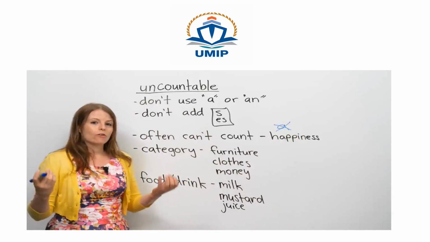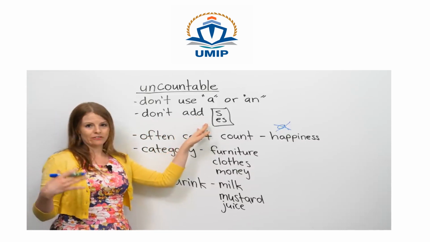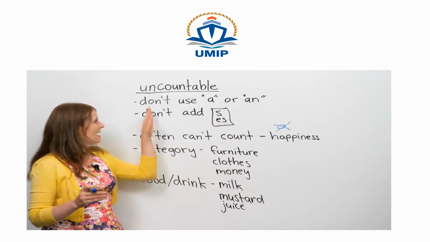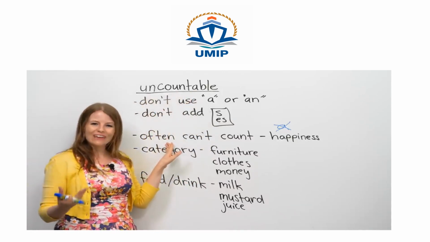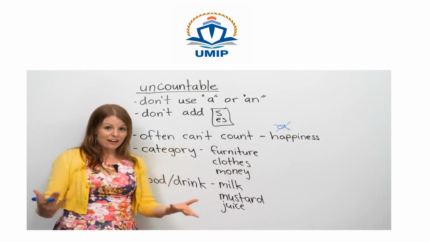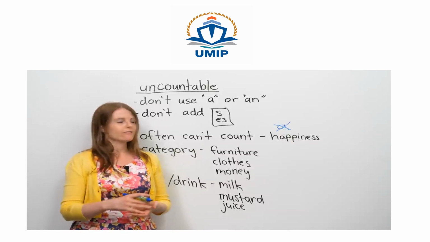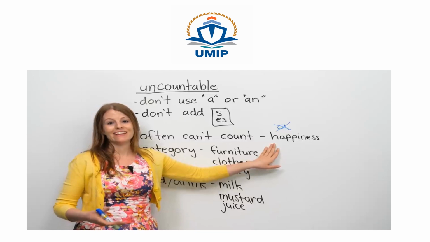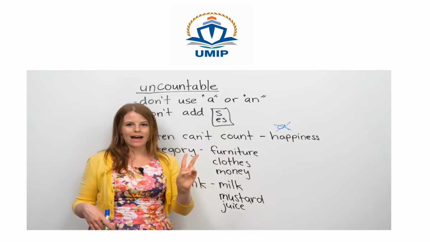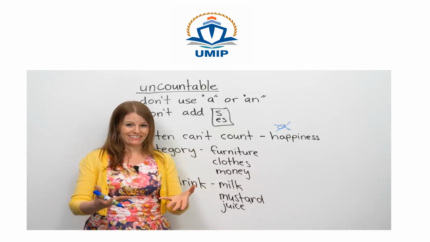So we do not use a or an. We also don't add s or es. And the reason we don't add s or es is because the idea of uncountable is you can't count it. Now there are many exceptions to this, but in general, an uncountable noun is something you can't really count. So I want you to think, for example, of happiness. Can you count happiness? Can you say 1 happiness, 2 happiness? My friend has 5 happiness. You can't really count it.